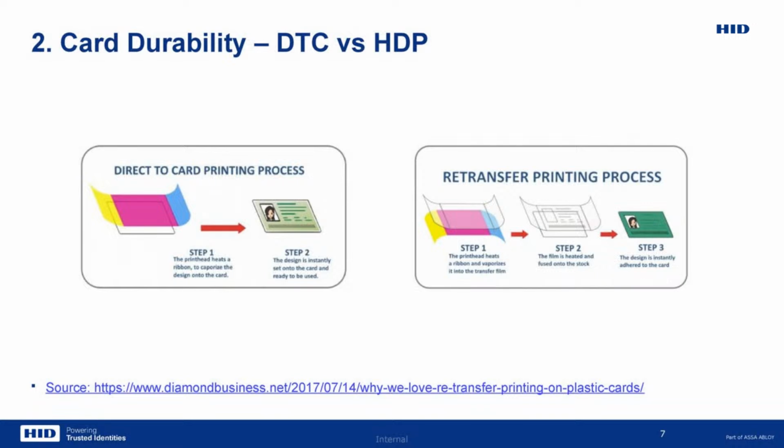Right. Additionally, retransfer printers, like the image on the right there that you can see, can be used to apply multiple layers of film to increase card durability without the need for lamination. So this is particularly useful for organizations that need long-lasting cards, but want to avoid the extra cost and complexity that lamination might bring along.